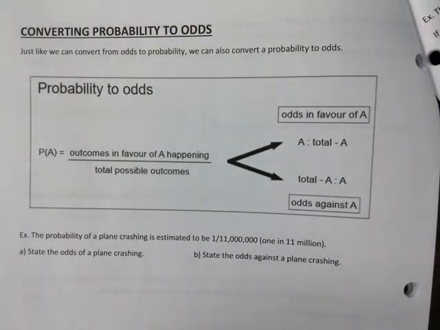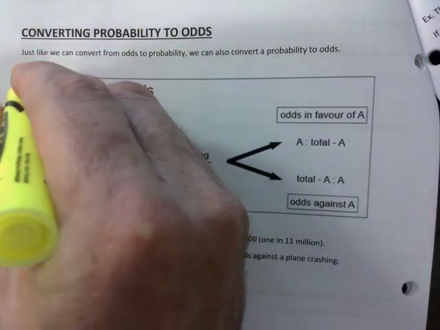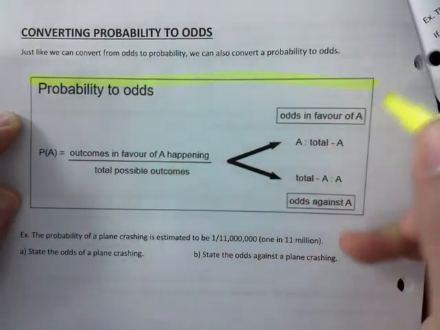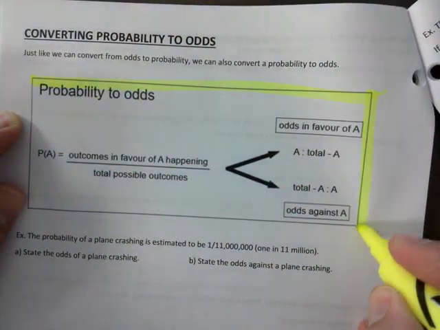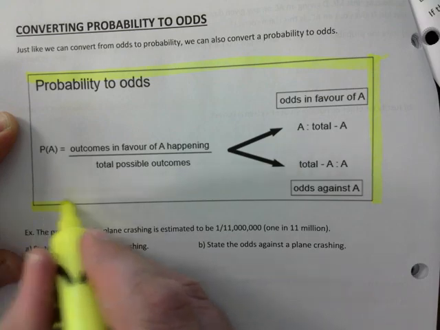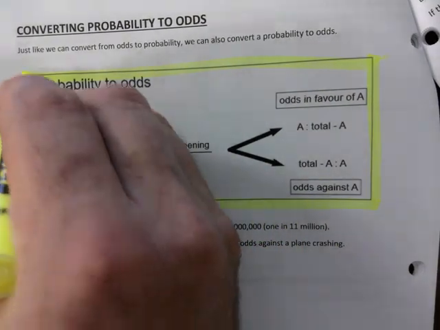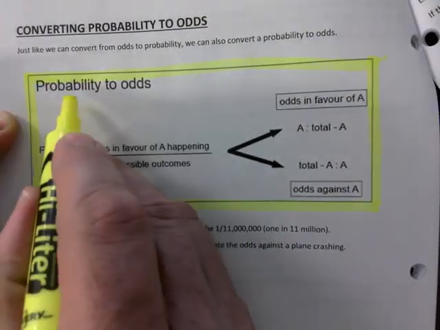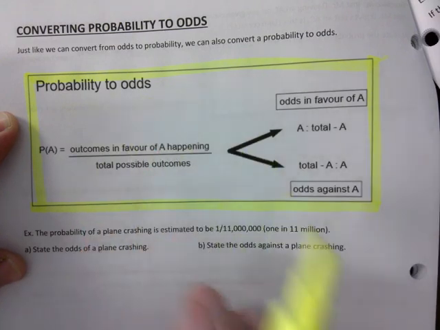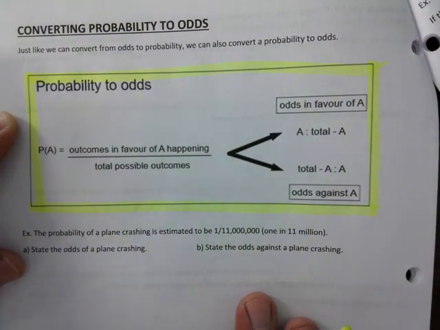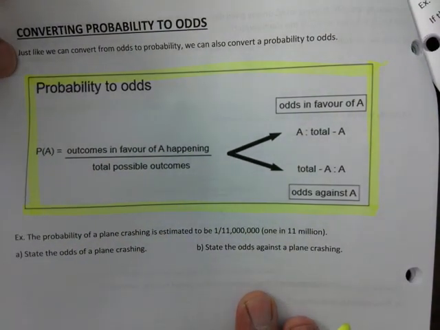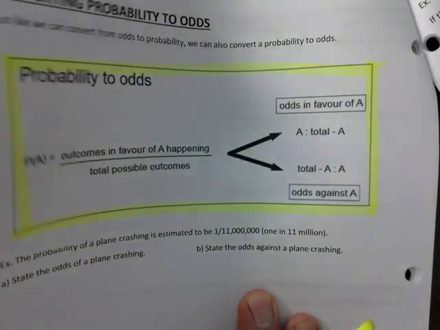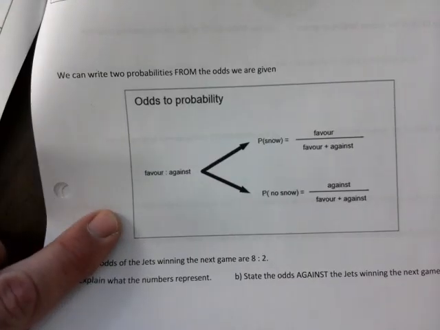Converting probability to odds. So this one, this table, but obviously a lot smaller, you should have on your study sheet. This is going from probability to odds, but I would also at the same time ask you to go to page 16. I'm going to go to 16 real quick.